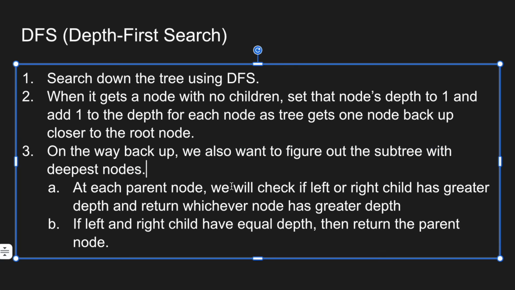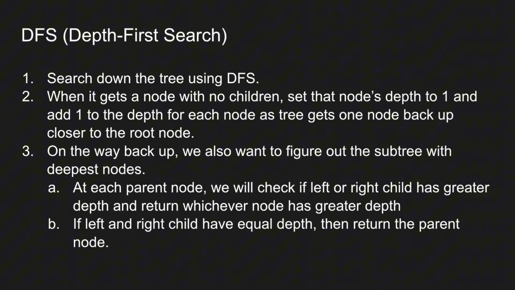How we can do that is each node that we move up will be a parent node of some children. So we will check if the left or right child of that parent has a greater depth, and we will return whichever node has the greater depth. Now, if the left and right child have equal depth, then we will just return the parent node, because if we think about it, let's say we have a parent and left and right children. If these two are equal, that means the parent has all the deepest depth up to this point. If left is greater, then only the left node has the deepest depth up to this point, so we will just set it to left here. And if the right has the deeper node, then the right node has the deepest depth up to this point, so we'll just set it to the right node.